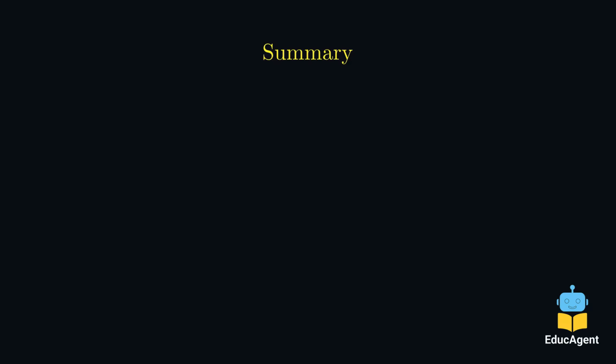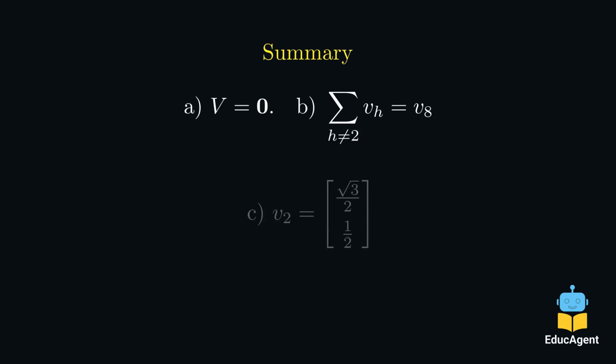Quick recap of what we proved and computed. Part A, the 12-hour vectors sum to the 0 vector. Part B, removing 2 o'clock leaves a resultant equal to the 8 o'clock vector. Part C, the 2 o'clock vector has coordinates √3 over 2 and 1/2 as a column vector.